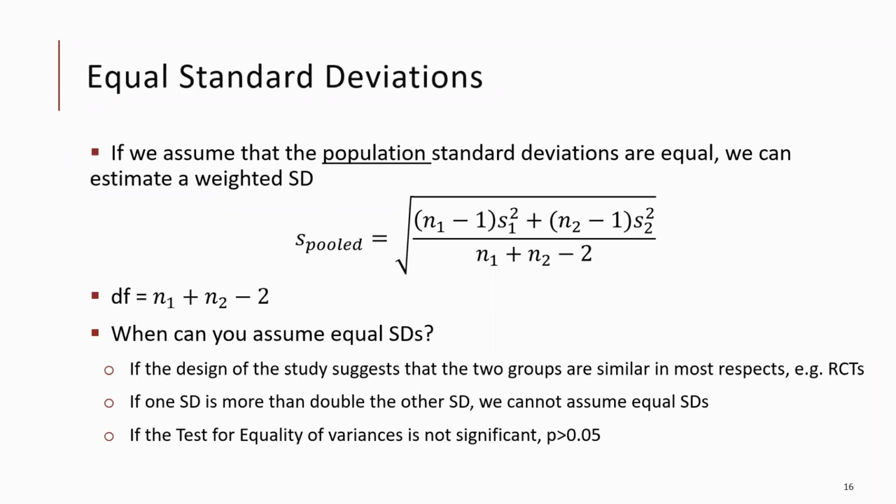Now, scenarios where we can assume equal standard deviations are if the study suggests that the two groups are similar. If one standard deviation is more than double the other, we cannot make that assumption. Then another thing we can look at is the test for equality of variances.